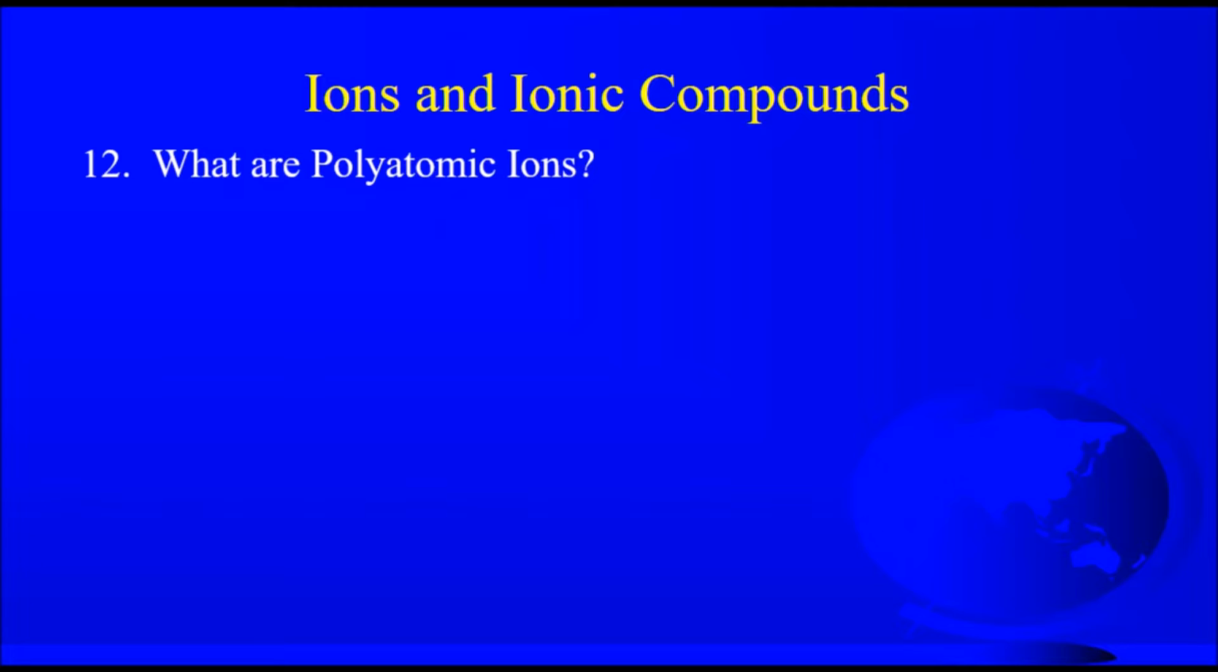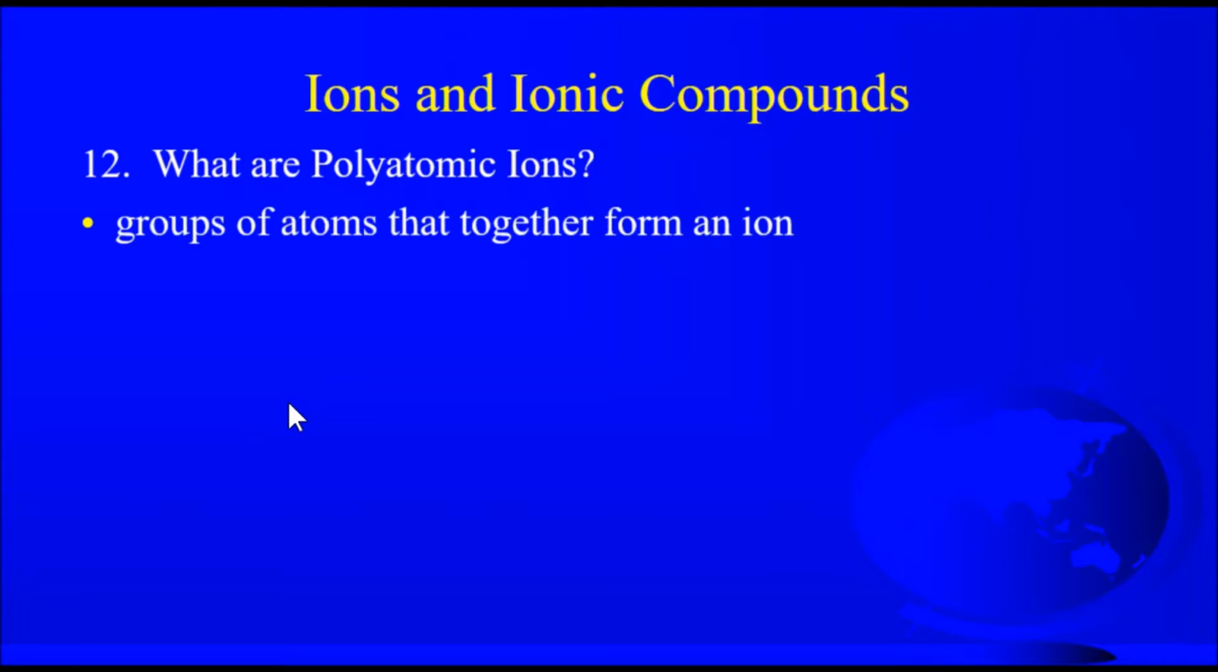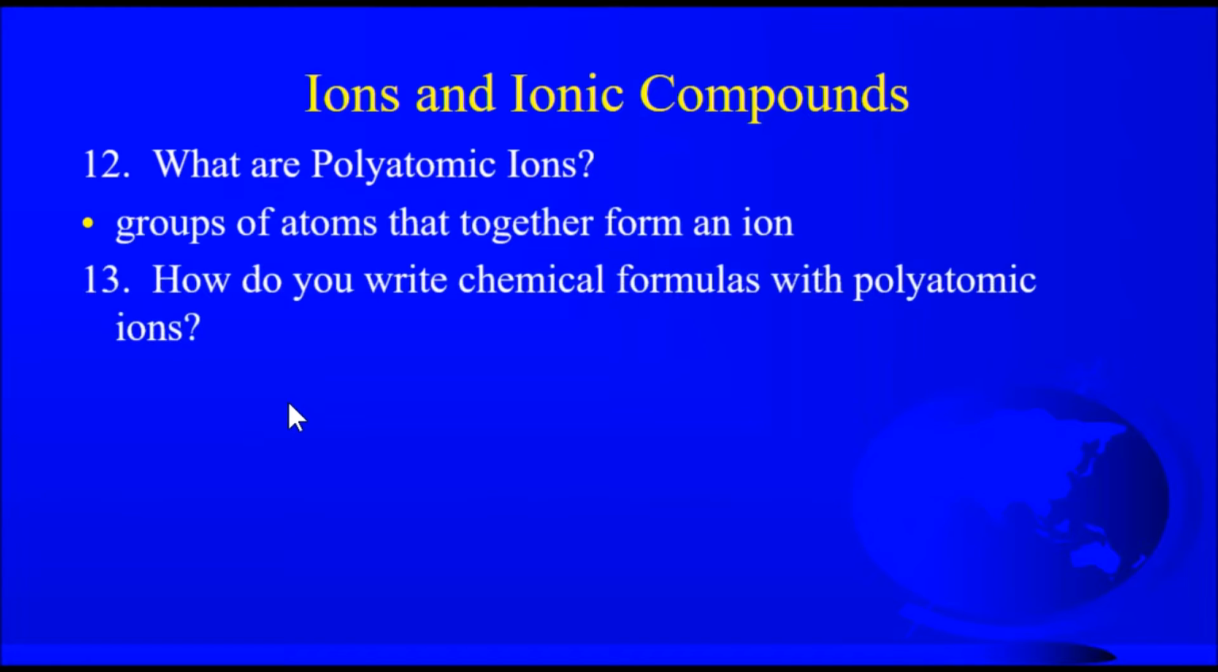But look on the back of the periodic table. Look at the chart called polyatomic ions. That is what I call Costco, because there what you have are groups of atoms that work as one unit. So carbonate is CO3, CO3 -2. So the whole group has a charge of -2. So what are polyatomic ions? Groups of atoms that together form an ion.